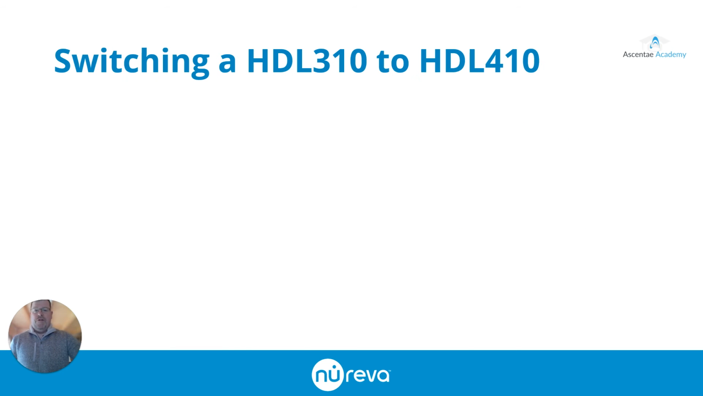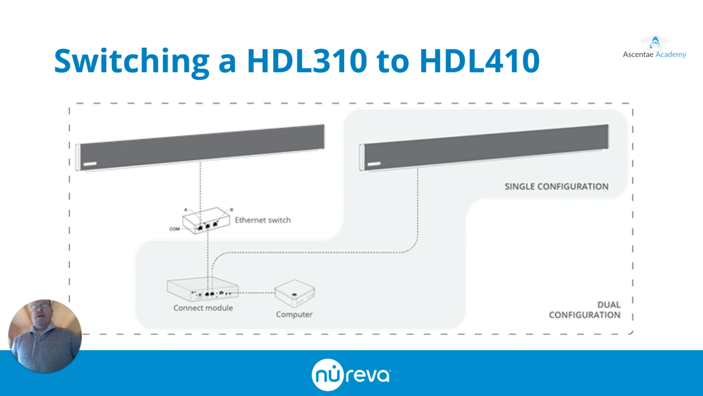So the first scenario, and the simplest scenario, is where you have 2 meeting rooms and you have a soundbar in each. However, you only want one of those spaces to have audio when the rooms are divided, but you need both soundbars to be live when the room is opened up. And in this scenario, you effectively are turning a HDL 310 into a HDL 410 by adding another soundbar.